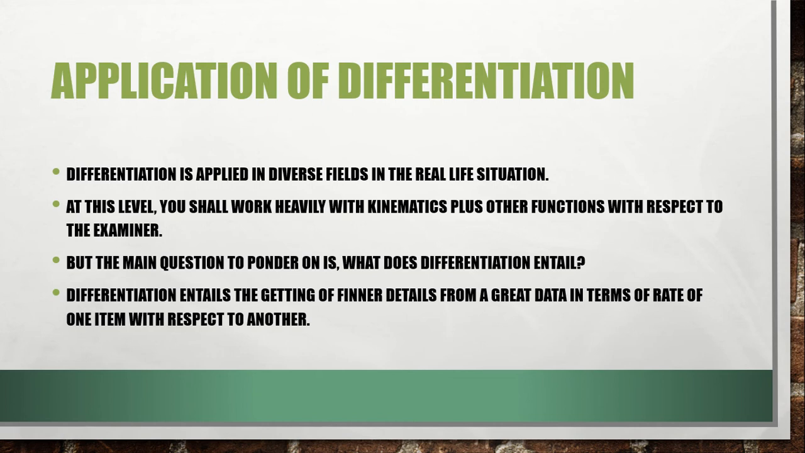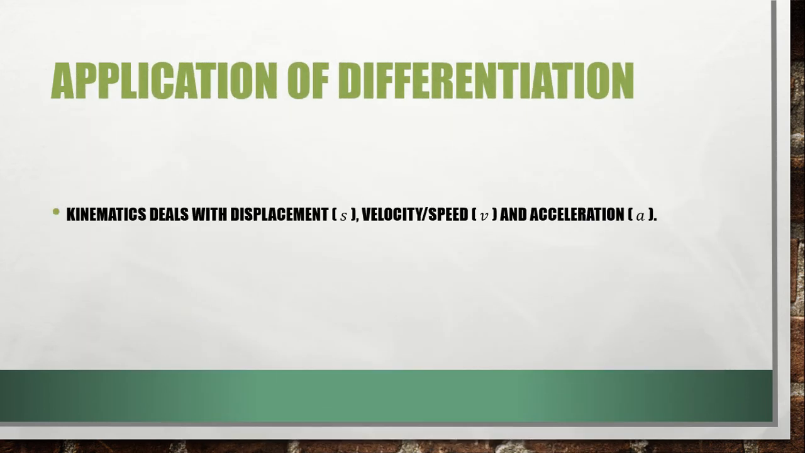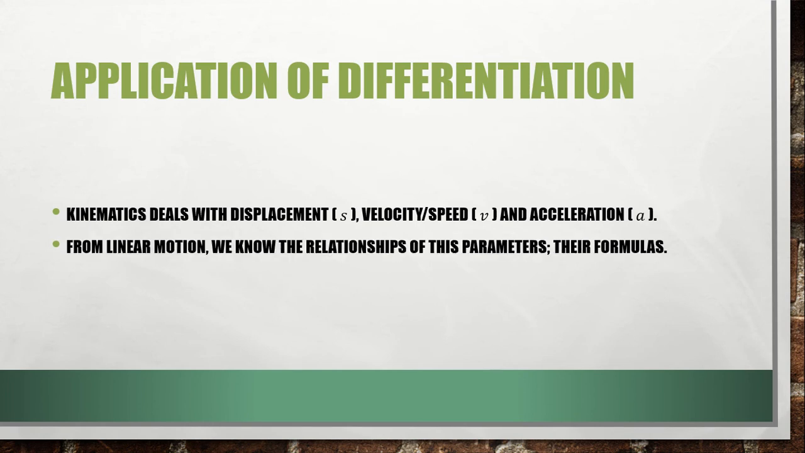With time, we shall be able to notice that we have ds over dt, and those ds over dt have meanings. For example, s being displacement and t being time, it will mean something else. Kinematics deals with displacement, which is denoted by small letter s, velocity or speed by small letter v, and acceleration by small letter a. That's what kinematics deals with. So from linear motion, we know the relationship of these parameters, or basically I simply mean their formulas.